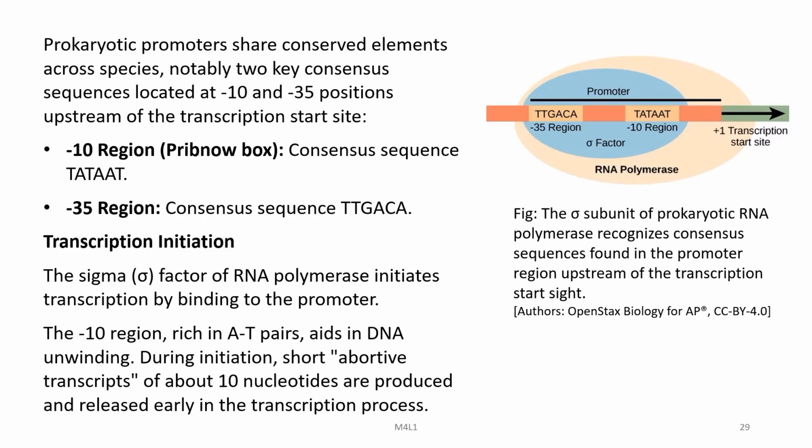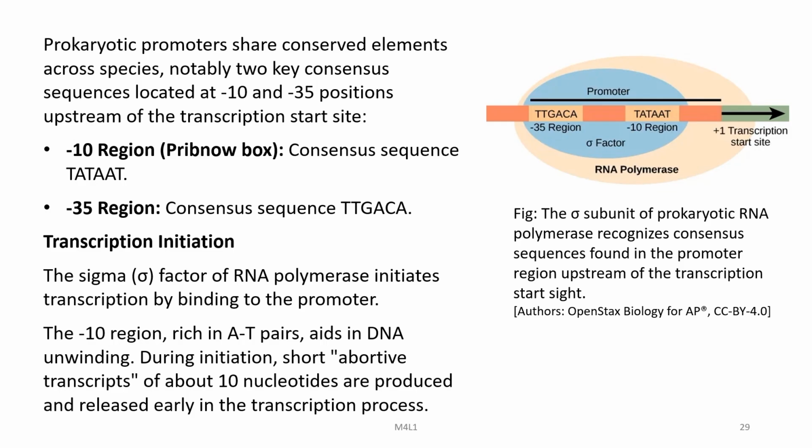Prokaryotic promoters share conserved elements across species, notably two consensus sequences located at -10 and -35 positions upstream of the transcription start site. The -10 region is known as the Pribnow box, and the consensus sequence is TATAAT. Then there is the -35 region, whose consensus sequence is TTGACA.